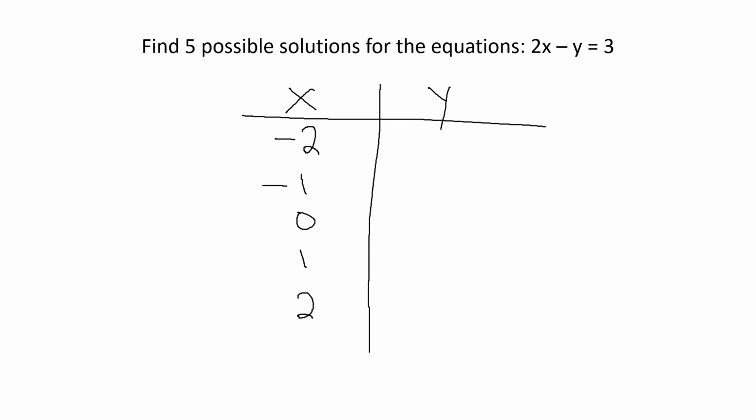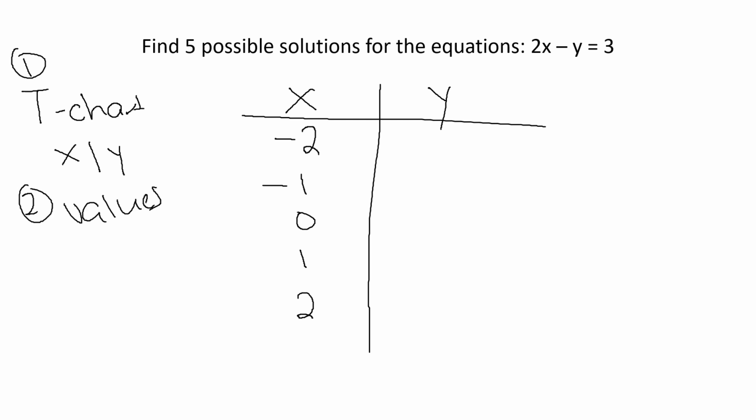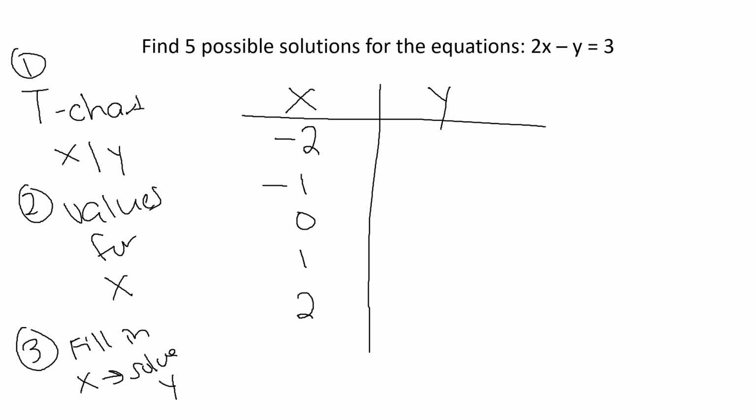So what we've done is we've made a T-chart, x, y, right? So that's my first step. Second step, pick values for x. Then my third step, and I'm actually going to clean this off and make this a little bit more presentable before we do it. We are going to fill those values in to solve for y. So let me clean this up and let me show you what that's going to actually look like.